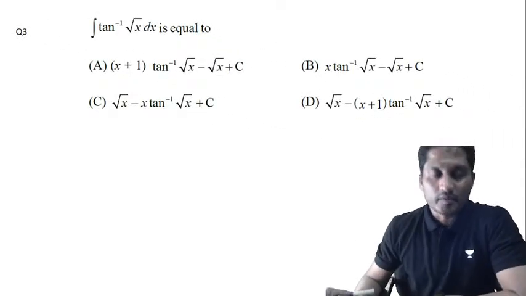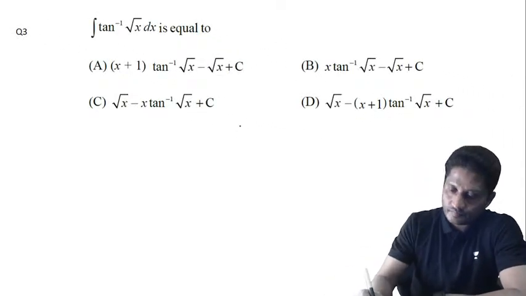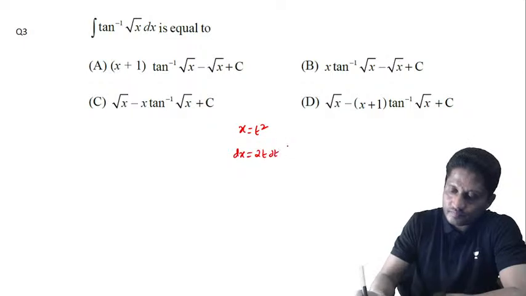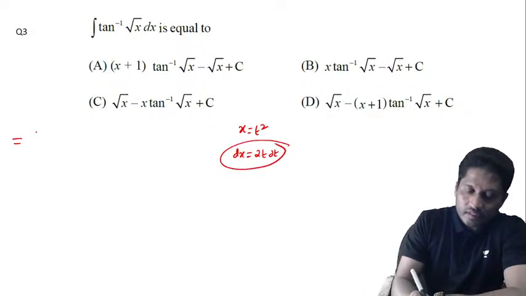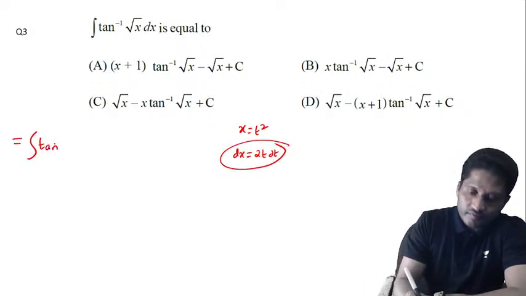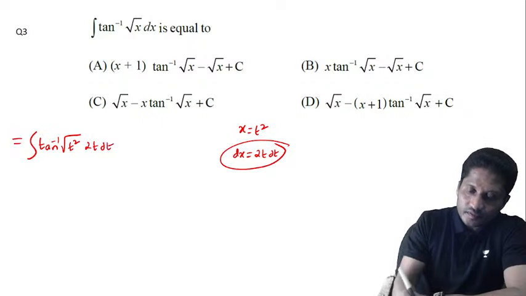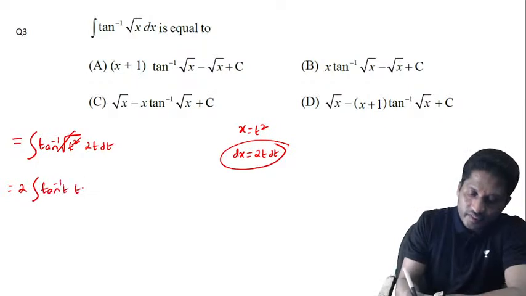See here, I'm going to put x is equal to t square. If you differentiate, you get 2t into dt. Now this is equal to integration of tan inverse of root of x, which is t square, and dx is equal to 2t into dt. Root and square cancel, 2 is a constant out. You get tan inverse of t into t dt.